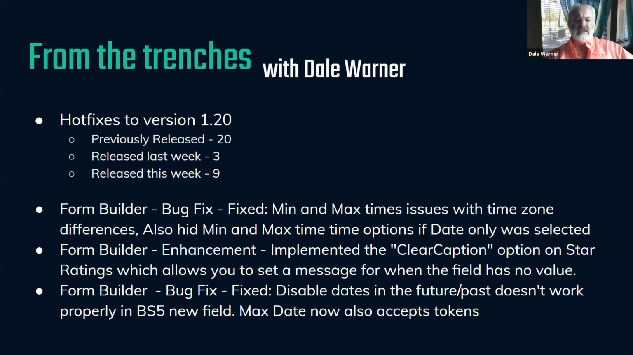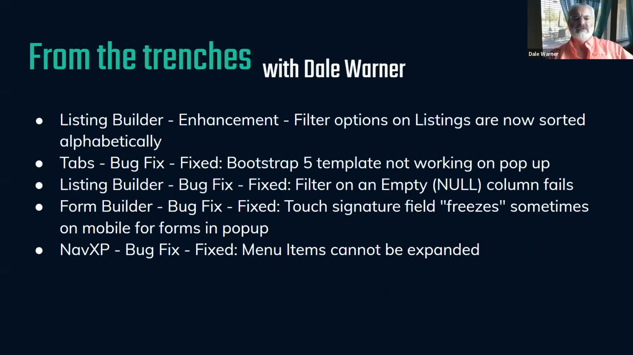Again in the area of dates, we've fixed where disabled dates in the future and past were not working in the Bootstrap 5 tool. A lot of these fixes are related to the Bootstrap 5 tool, just because we made so many things in the product. On the listing builder, this is a nice enhancement. Automatically, when you filter something, the listing filter options are automatically alphabetized. And you can search in there too if there's a lot, but being alphabetized, that's easier for your users to find them.